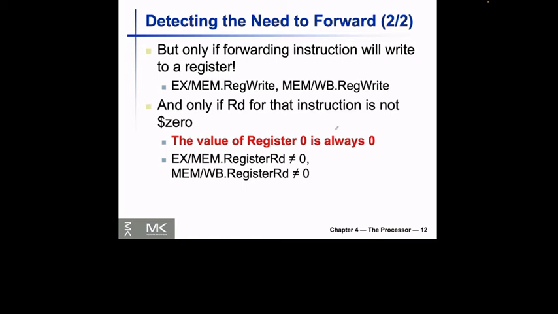Okay, and here is just that we only forward the instruction if we indeed need to write something to the register. If that's not the right instruction, then of course that doesn't need to be done. And only if the RD is not 0. If RD is 0, then because 0 cannot be written, we don't need to really do the forwarding.